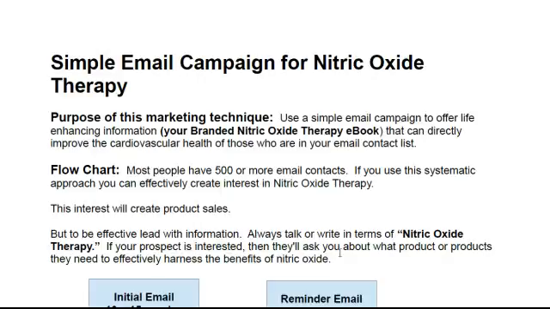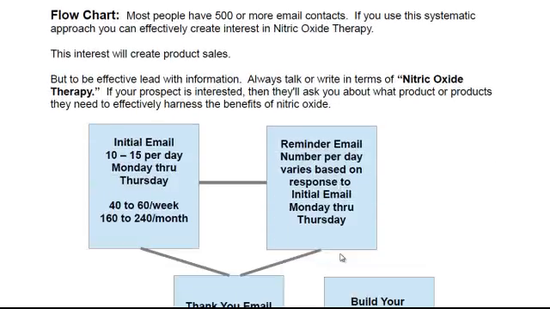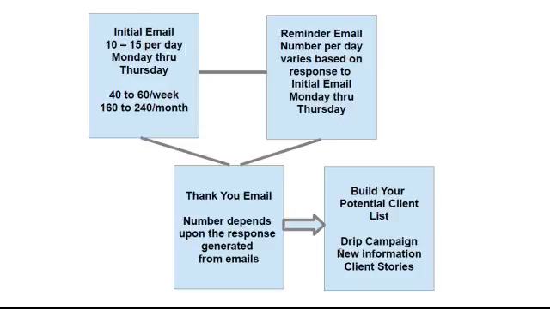Now, in this email campaign, we have a flow chart. And the flow chart's pretty easy. You have an initial email, you have a reminder email, and then you have a thank you email. The initial email you're going to send to the people who are on your contact list. Now, don't try and send that initial email to all 500 people. You want to do a systematic approach to this.